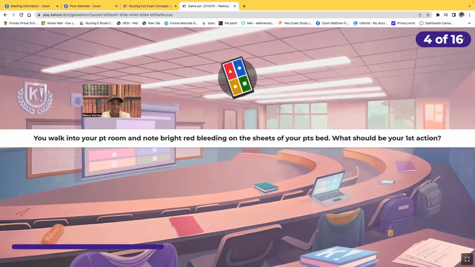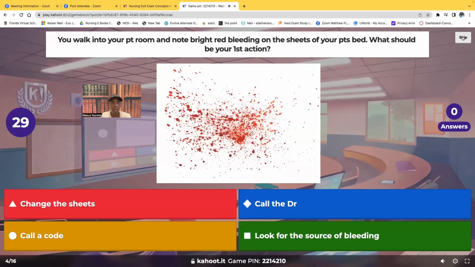You walk into your patient's room and you note bright red bleeding on the sheets of your patient's bed. What is going to be your first action? Are you going to change the sheets? Are you going to call the doctor? Are you going to call a code? Or are you going to look for the source of bleeding? What is going to be your first action? You walk into your patient's room and you see bright red bleeding on the patient's bed. Change the sheets, call the doctor, call a code, or look for the source of bleeding.